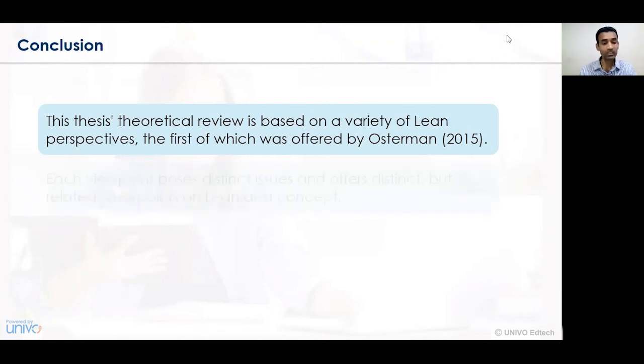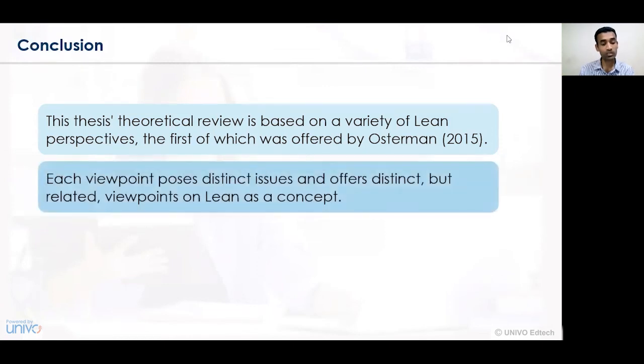So initially, the research was taken as to how we apply the perspectives of lean as a composite structure and a comprehensive approach. Each viewpoint focuses on the session certain distinct uses and offers distinct but related viewpoints as a part of lean as a certain concept. So how do we apply lean in a business organization? How can those benefits be created?